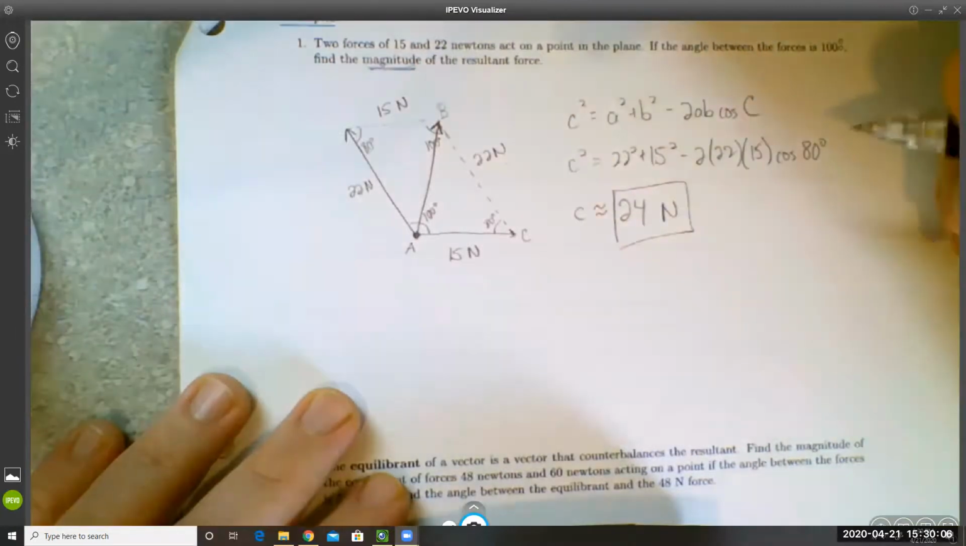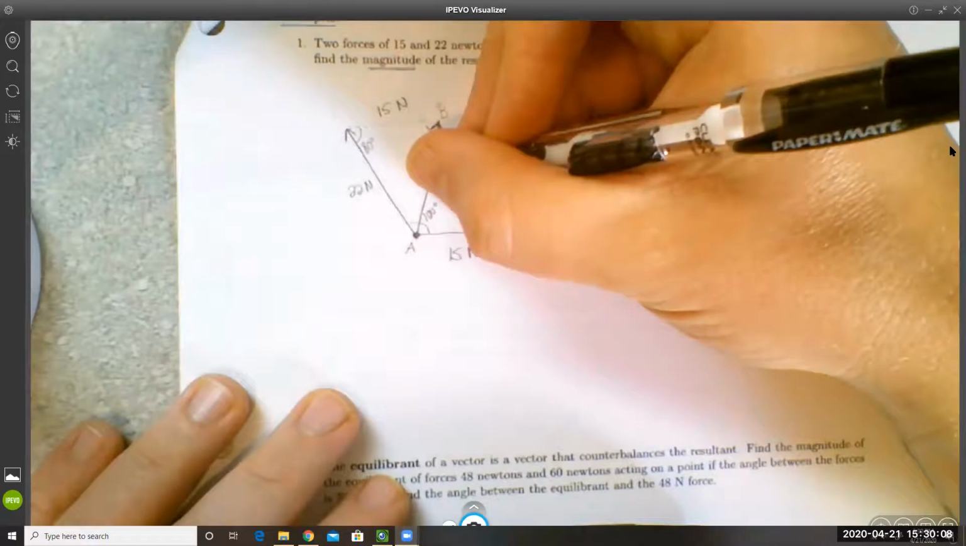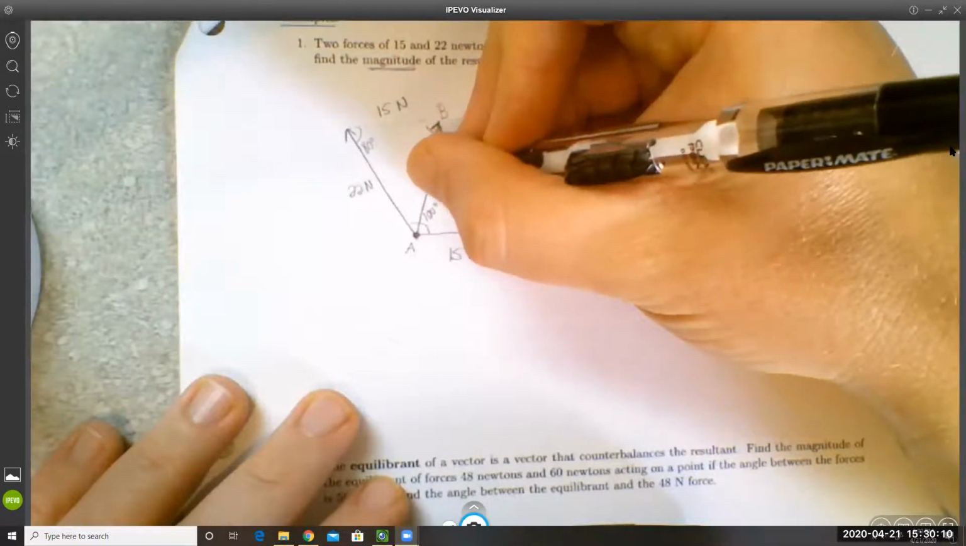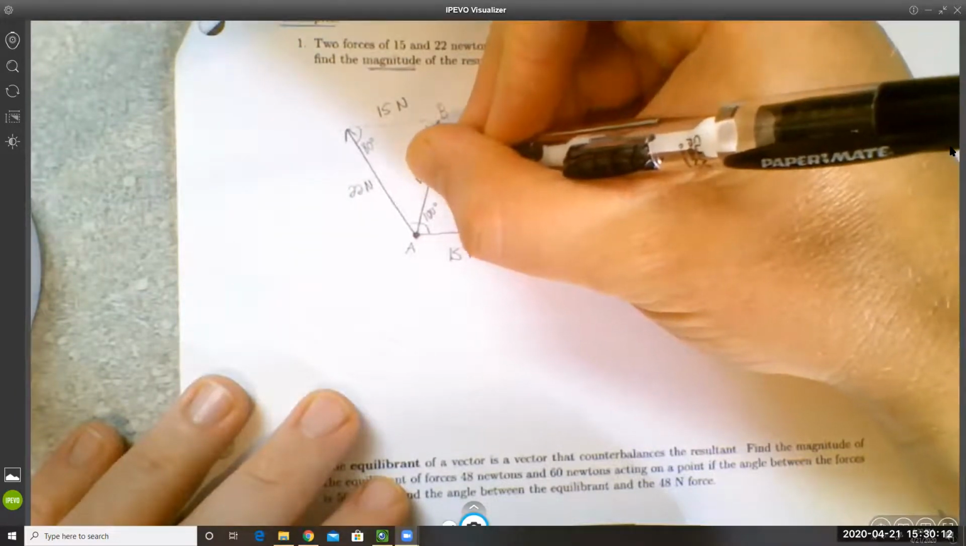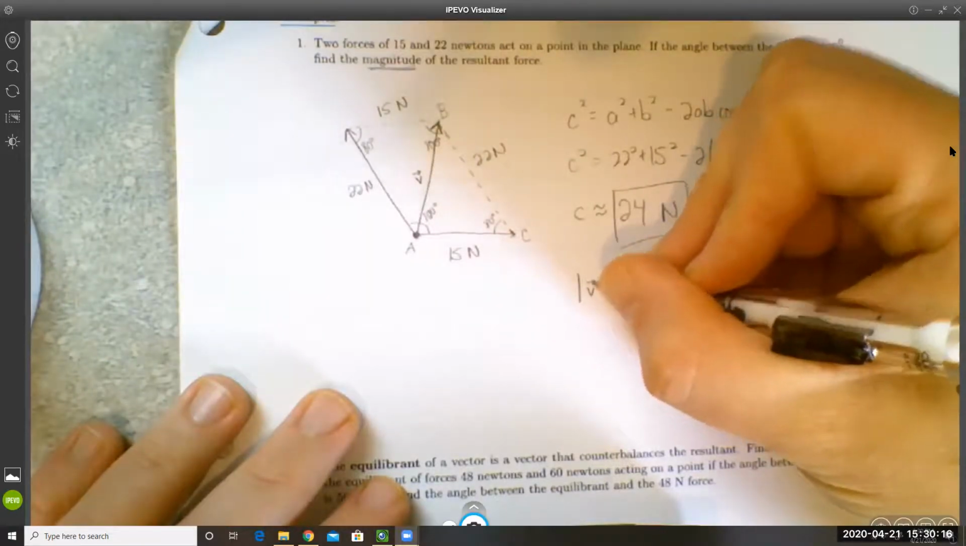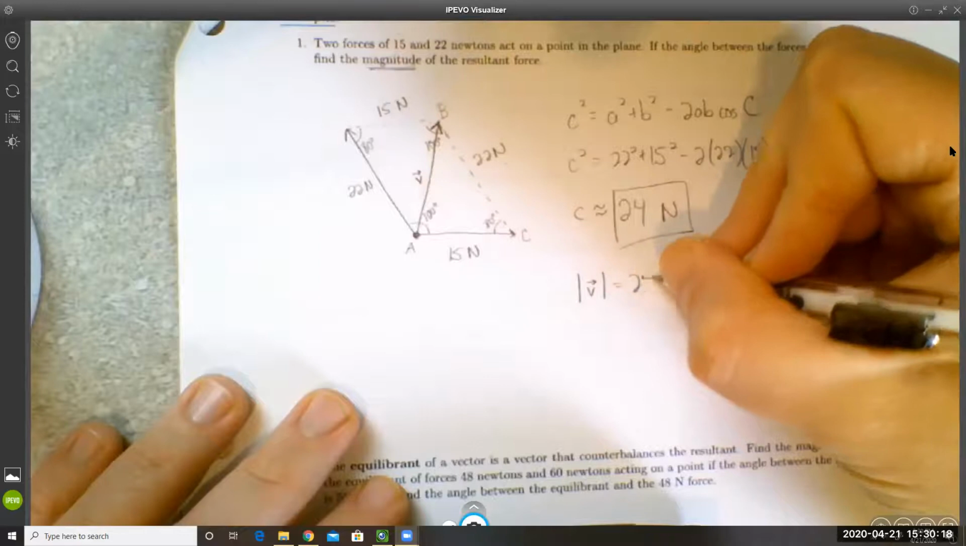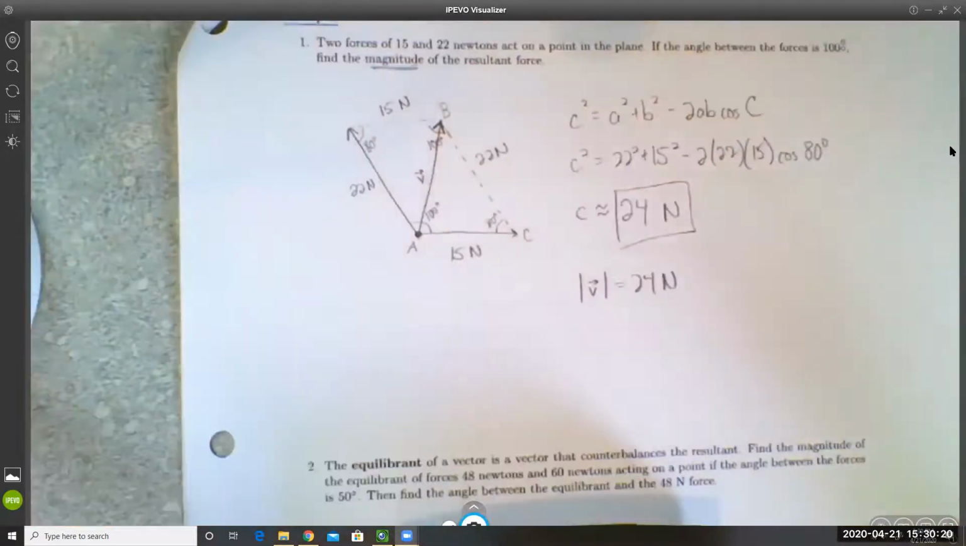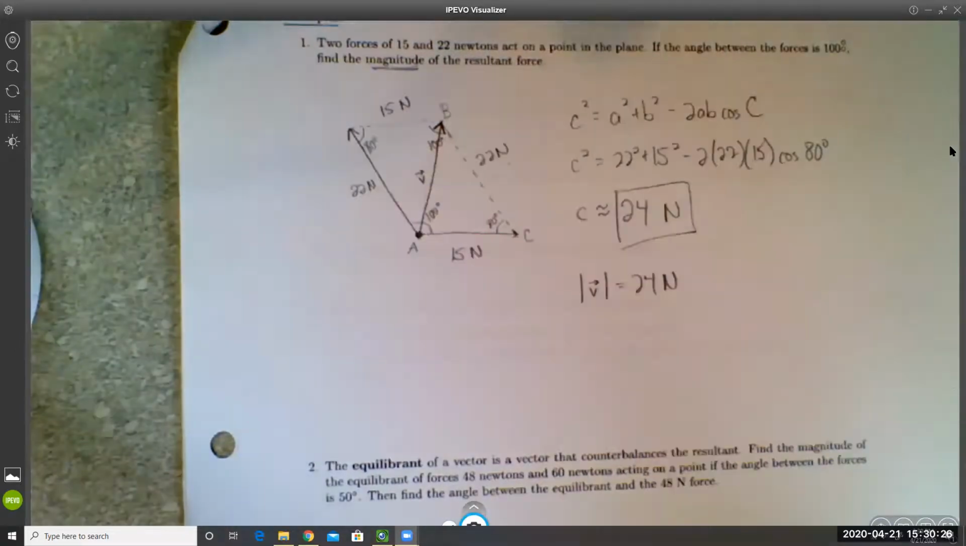I guess, if we were being sticklers for notation, we could say, well, if this is vector v, then the magnitude of vector v is 24 newtons, right? But anyway, that's the idea there. Let's look at another one.